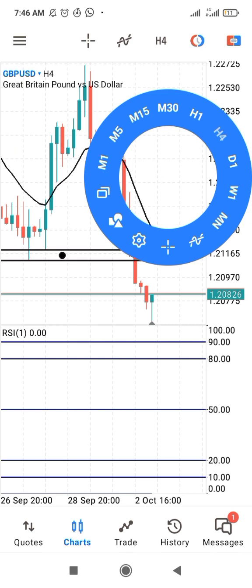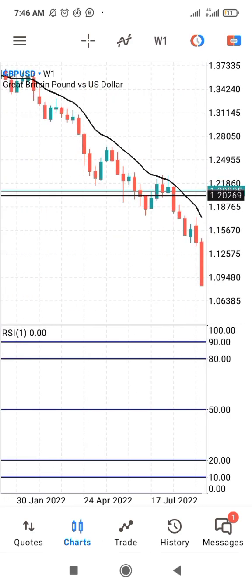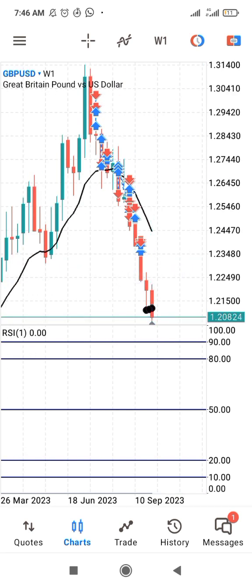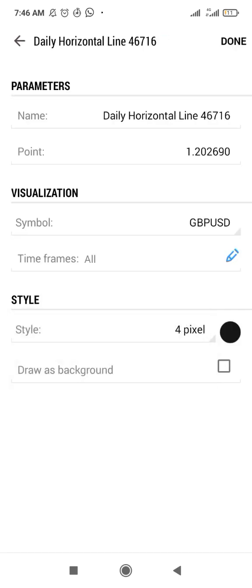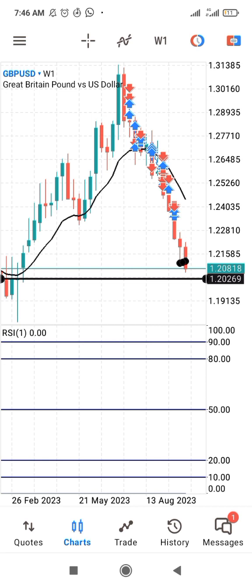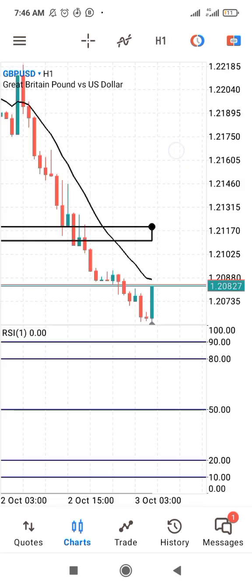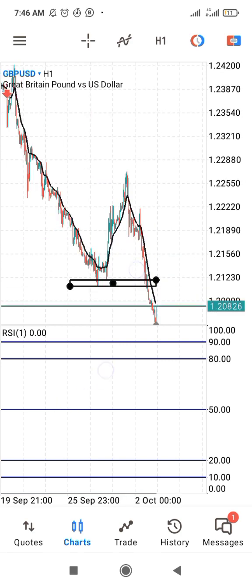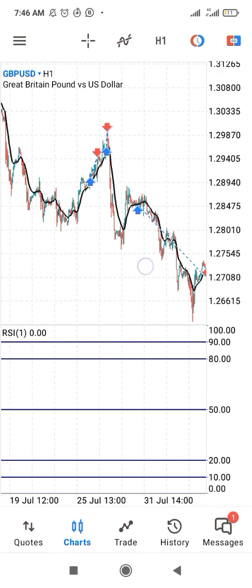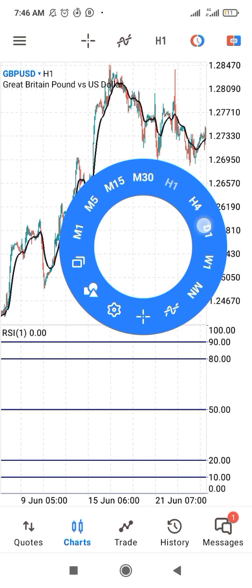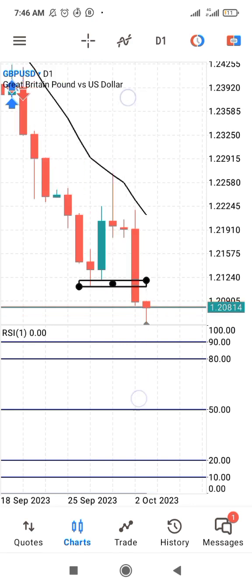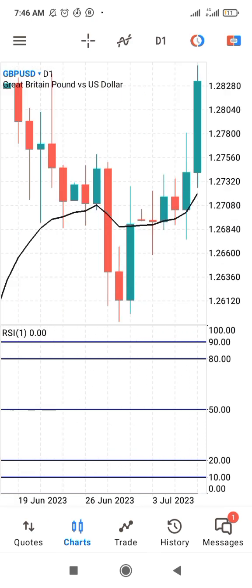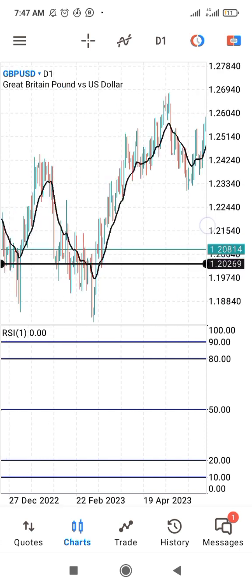Okay, let me go to higher time frames so that you see the lower support. You see this black line. Let me thicken it to 4 pixels. So this is the support of the market. Okay, let's go to the daily time frame. You can see it clearly on the daily time frame. Let me zoom in.